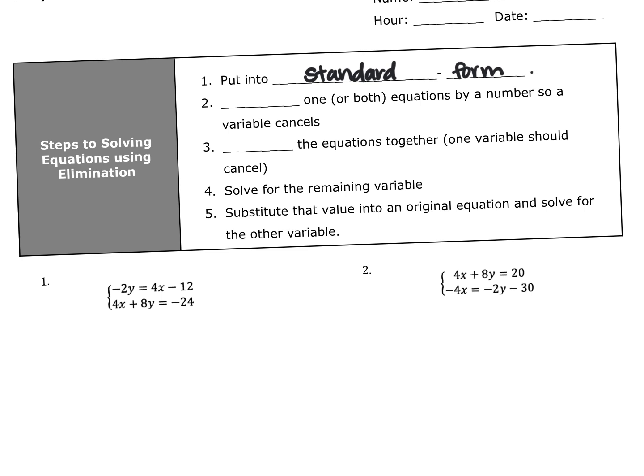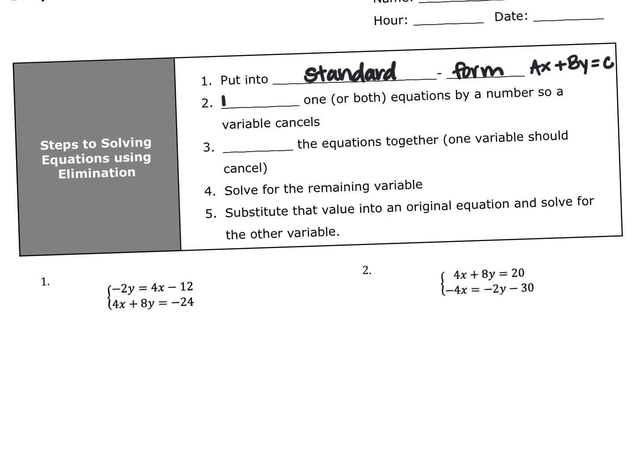And if you remember, standard form is ax plus by equals c. Okay, so that just means my number with my x comes first, my number with my y comes next, and then my c, or my constant, the number that doesn't have a letter next to it, is going to be after the equal sign.